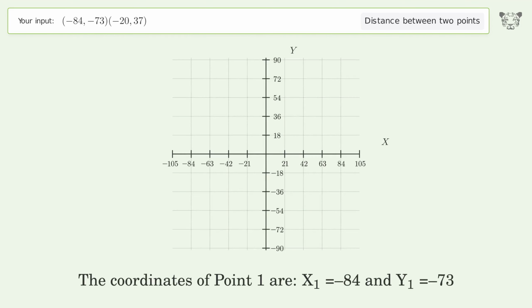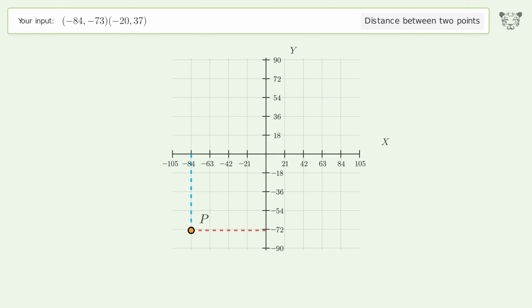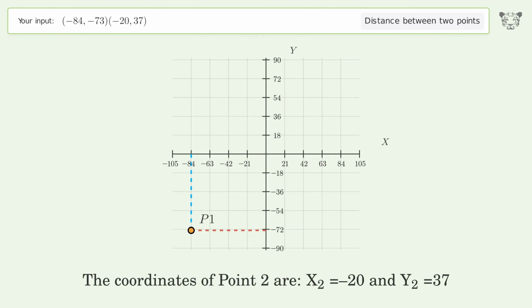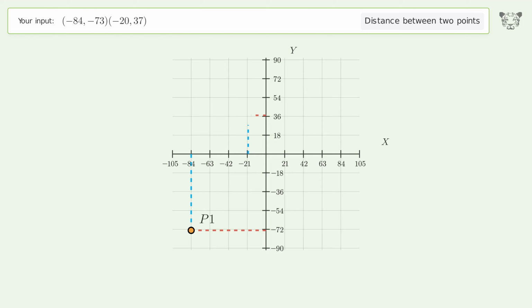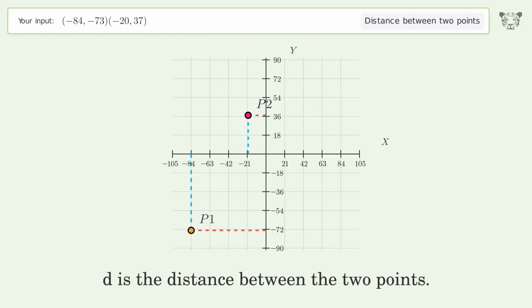The coordinates of point 1 are x1 equals -84 and y1 equals -73. The coordinates of point 2 are x2 equals -20 and y2 equals 37. D is the distance between the 2 points.